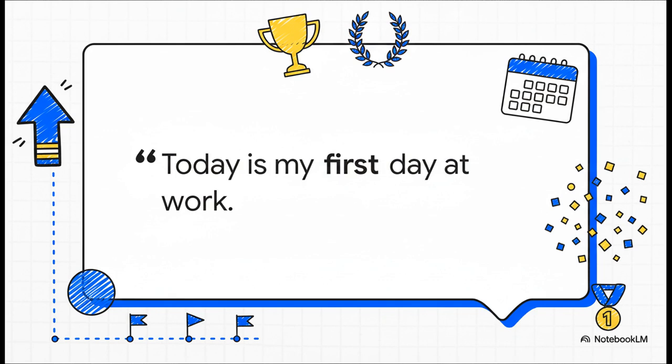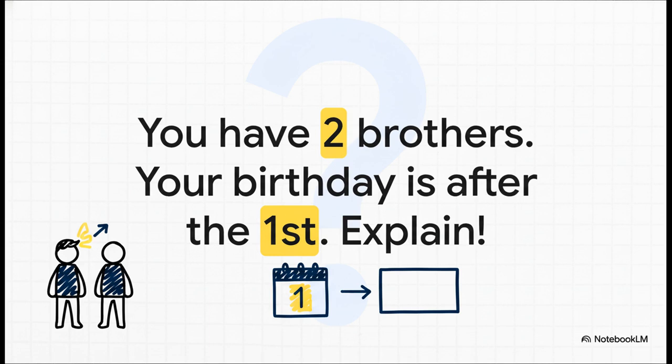All right, to wrap things up, here's a final challenge for you. How would you use both cardinal and ordinal numbers to explain the situation in English? You have the number for counting the total brothers, and you have the number for putting one of them in order. Think about how 2 and first work together. Once you can do that, you have totally mastered the difference.